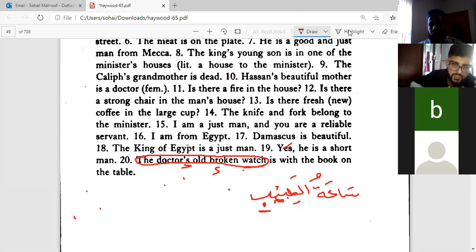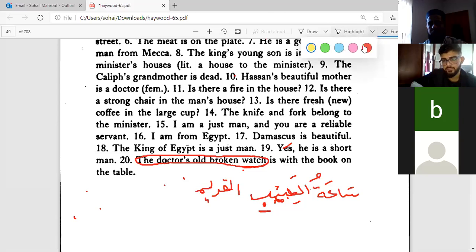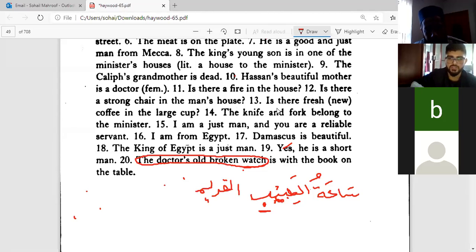So we'd have to put the adjective old, broken. So al is going to be qadim. Okay, it's qadimun, qadi, or qadimatu. What do you think? Is it going to be masculine or feminine? Feminine, because it has to agree with the watch. It's an adjective of the watch, so it has to agree with the watch.